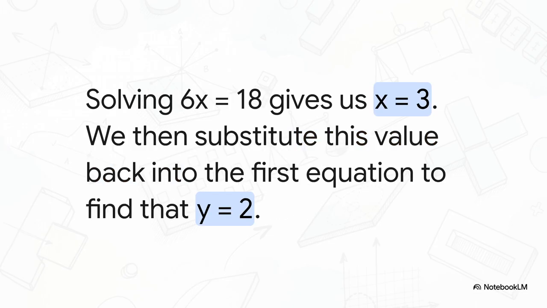Solving 6x equals 18 is easy, right? Just divide both sides by 6, and we get x equals 3. Now, same as before, we need to find y. We'll plug x equals 3 back into one of the originals. Let's use the top one.